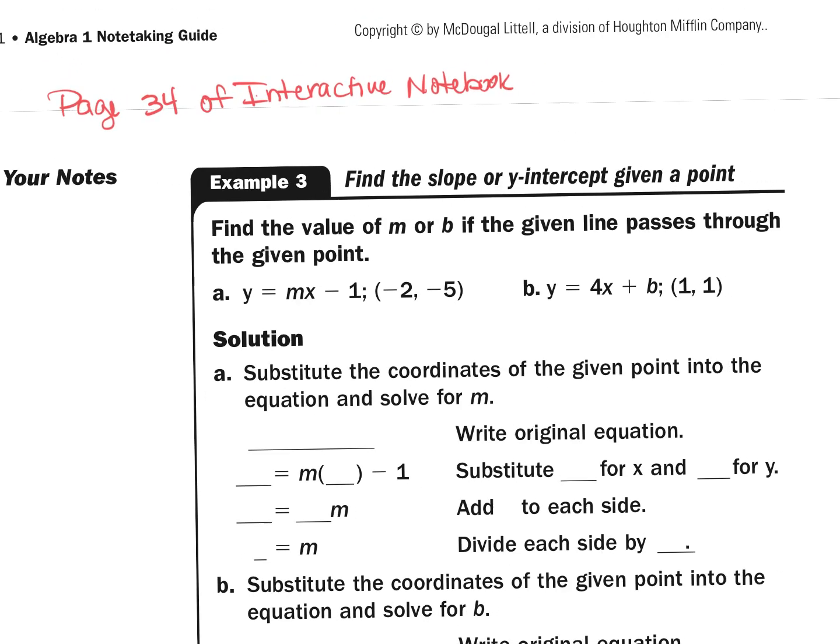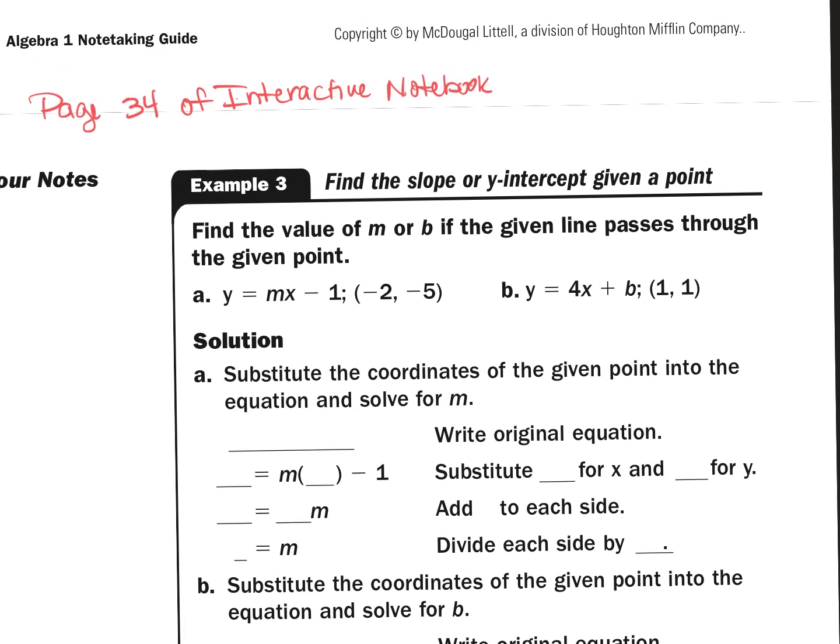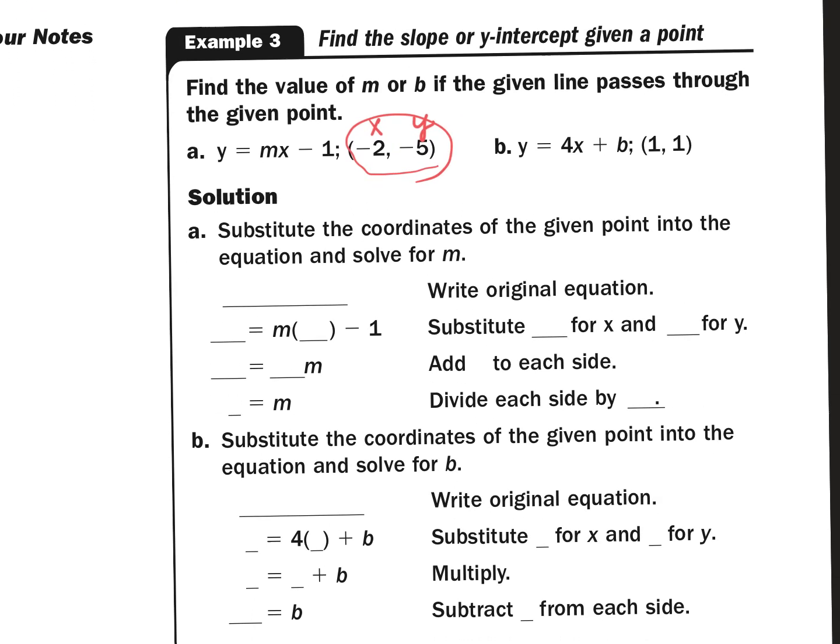All right, example number 3. This is the last example. Find the slope or the y-intercept given a point. So it says, find the value of m or b if the given line passes through a given point. So this is the point. Again, this is your x and your y, and all you are doing is substituting here.